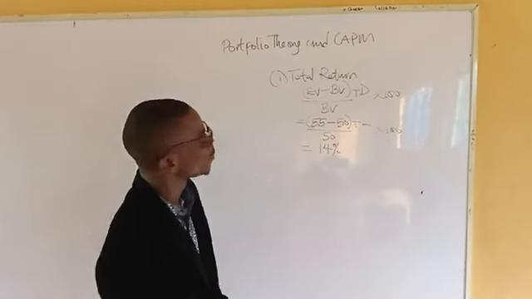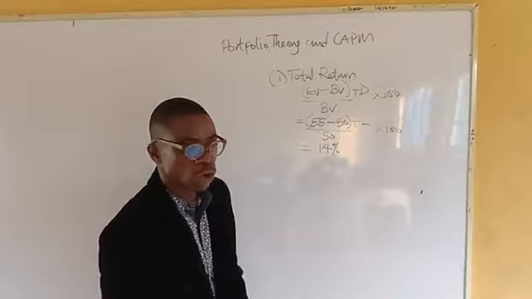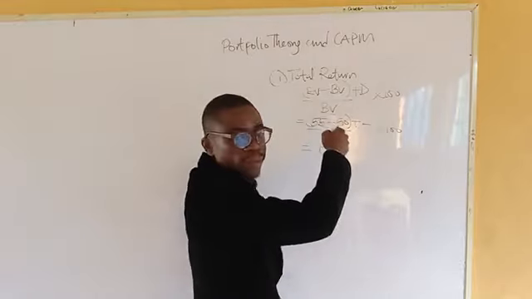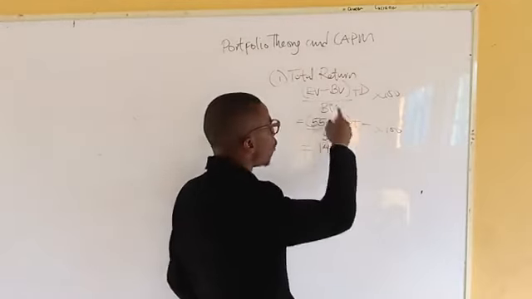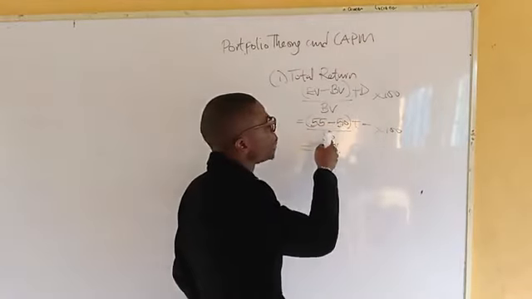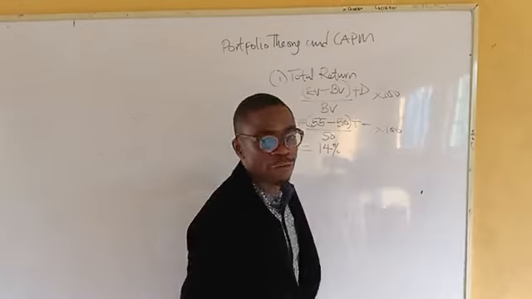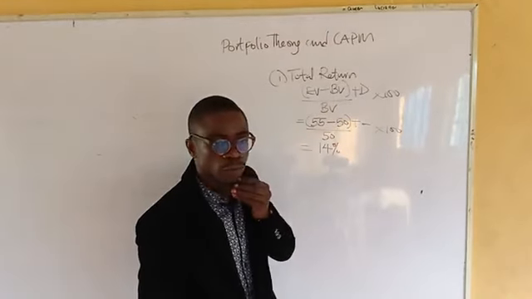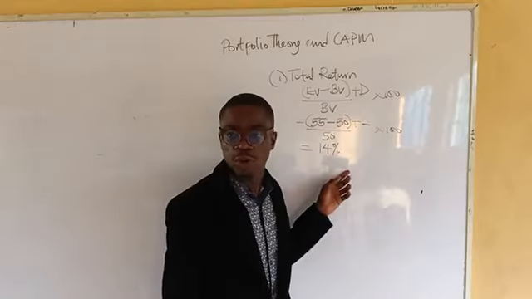So let's continue. I don't know how you got the 14. You know what? This is how I got the 14. Press your calculator now. Open brackets 55 minus 50. What do you get? It's 5 now. Plus 2, divided by 50, times 100. You get 14%. This is how I got it. Any question? Okay. Now, that is your total return.